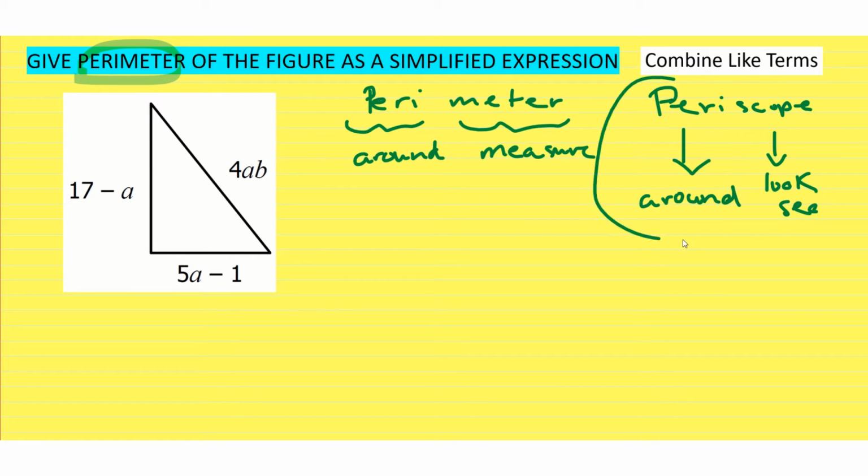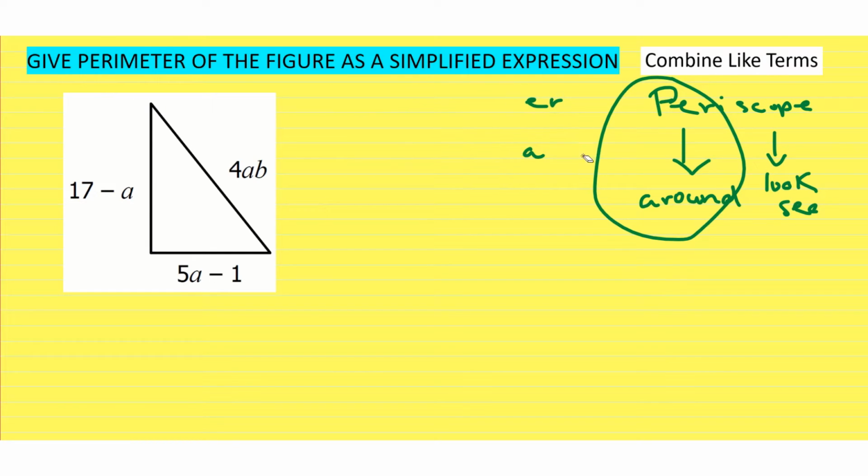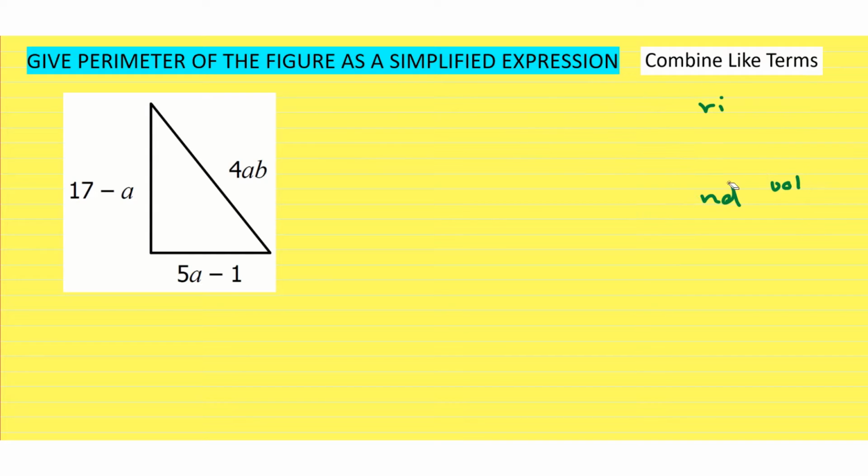So peri means around. Don't forget that. It's very, very important to understand the vocabulary of math. Okay, so we are going to measure around our triangle.